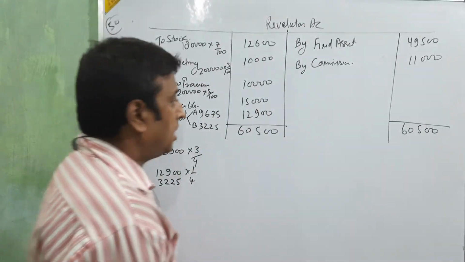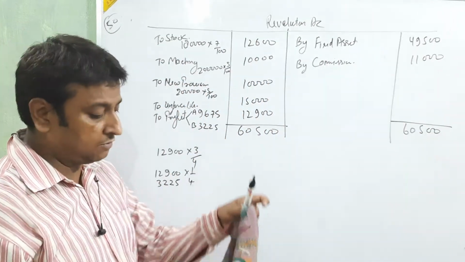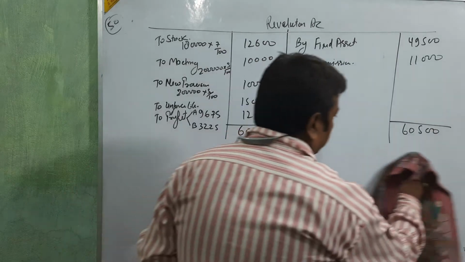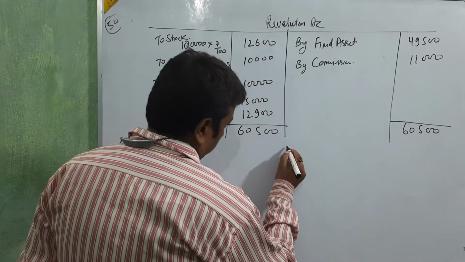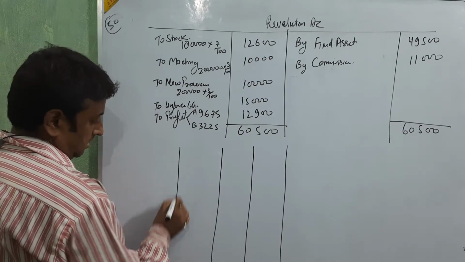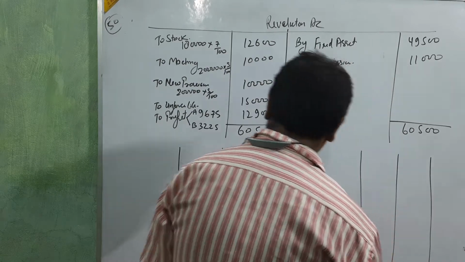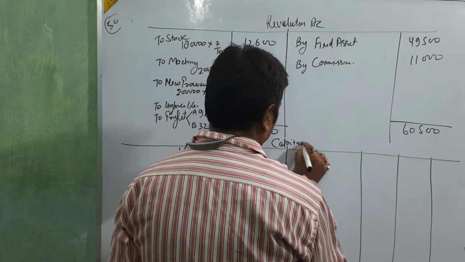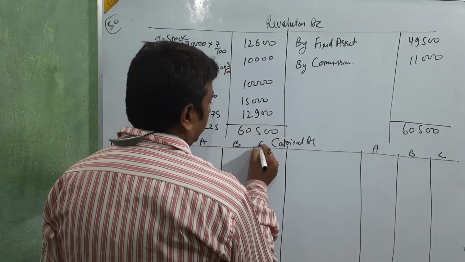Okay, clear? Now we are going to make the capital account. It's very important. That same capital account which we made in the first chapter, beta, the same capital account we are going to make here, but with some changes. Some new items are coming in this capital account. Just see very carefully. How many partners are there? The number of columns is the same as the number of partners: A, B and C.